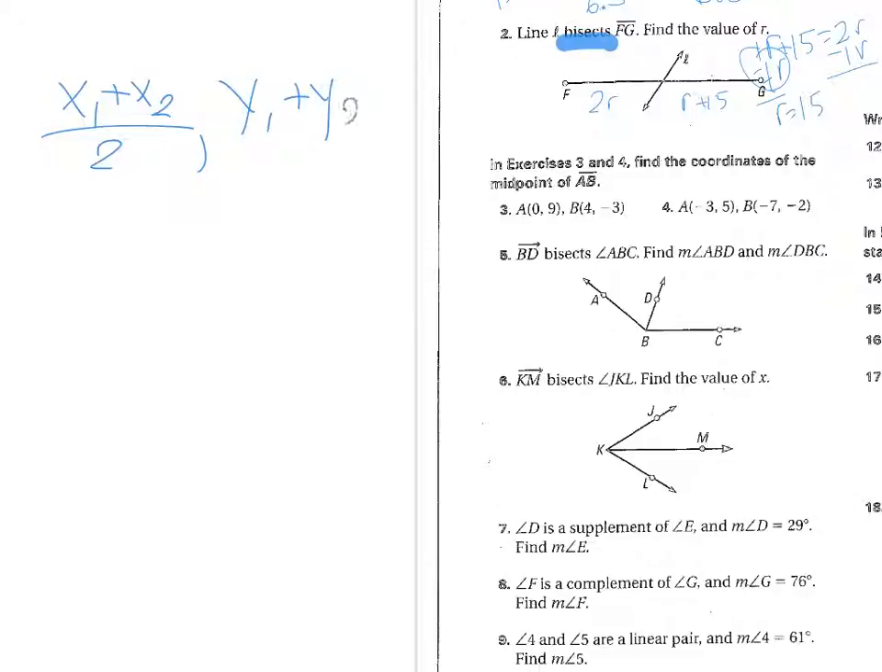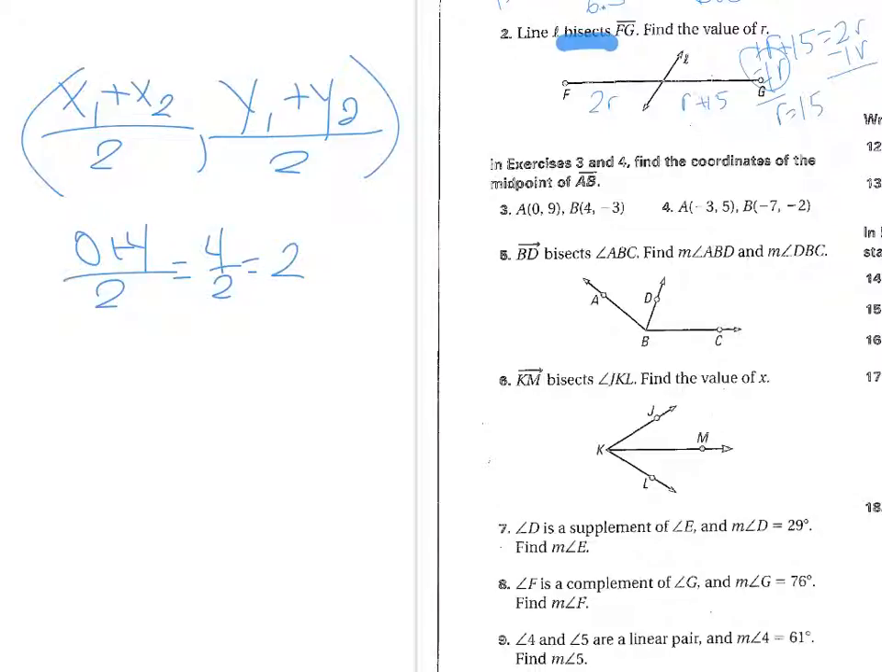Take the y's and divide by 2. That'll give you your coordinates. So I'm just going to do one of them here. Number 3, I'd take 0 plus 4 over 2, which is 4 over 2, which equals 2. So my x is 2.